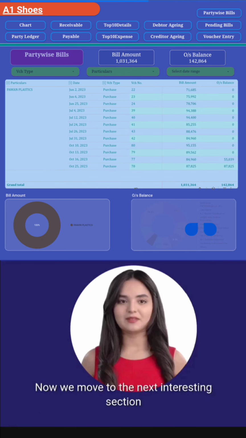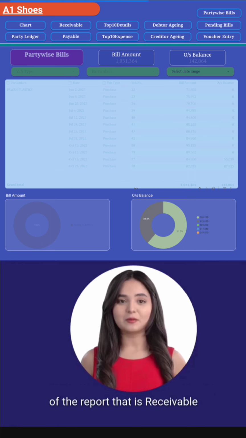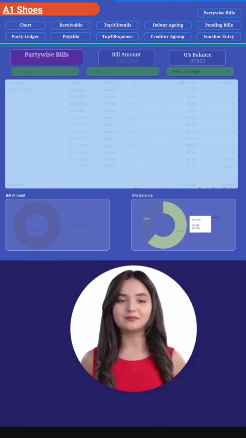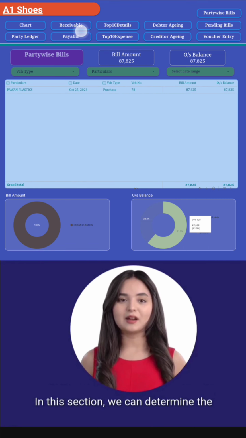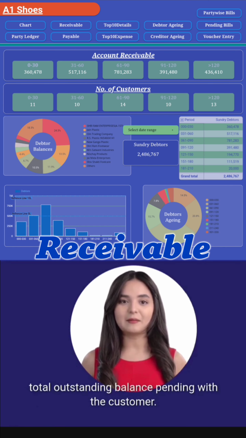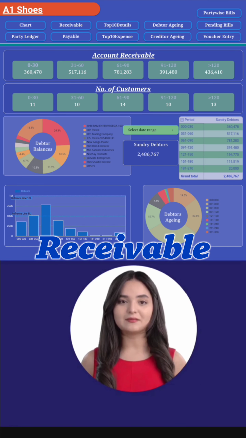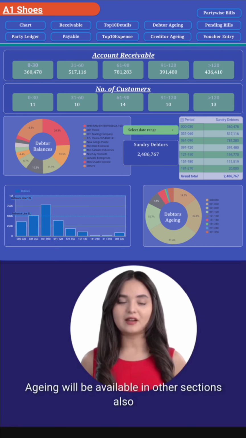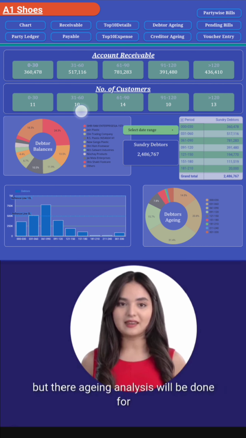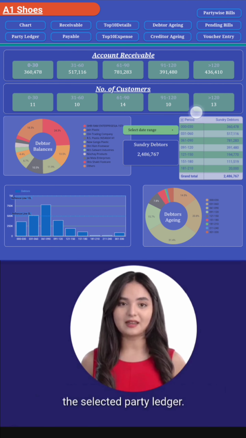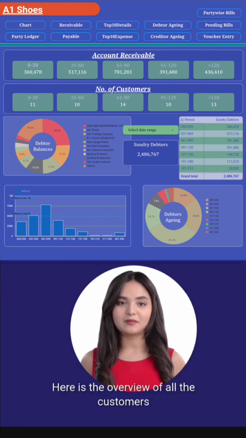Now we move to the next interesting section of the report, that is receivable. In this section, we can determine the total outstanding balance pending with the customer. Aging will be available in other sections also, but their aging analysis will be done for the selected party ledger. Here is the overview of all the customers' aging analysis.